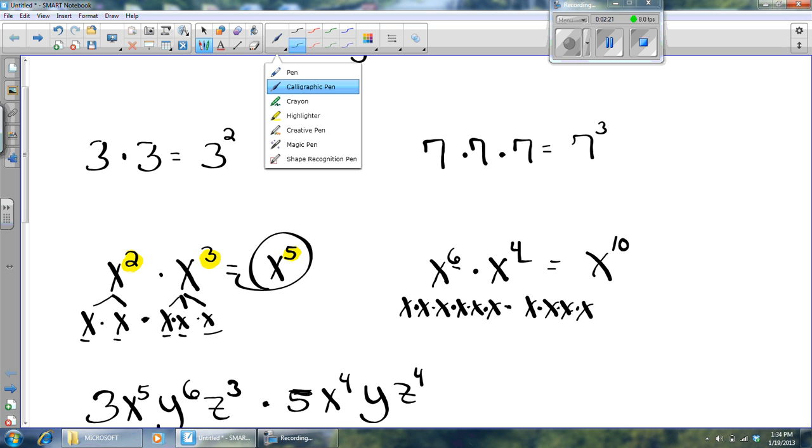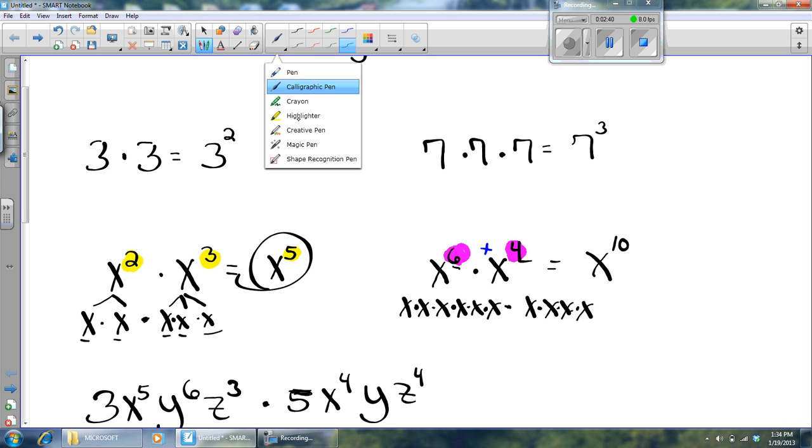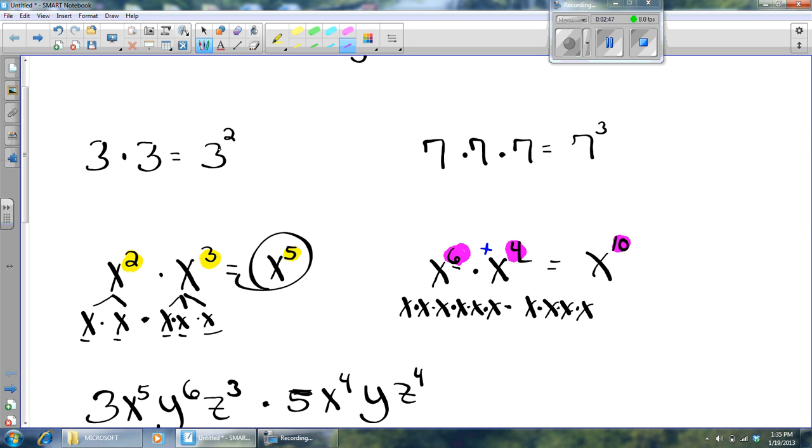Now, if you were one of those people that was wondering about the exponents, I think you might be onto something. Because if I take 6 and 4 and I add them together, don't I get 10? Just like that. And over here we have 2 plus 3, and that turned into 5, didn't it? Right, 2 plus 3 is 5.